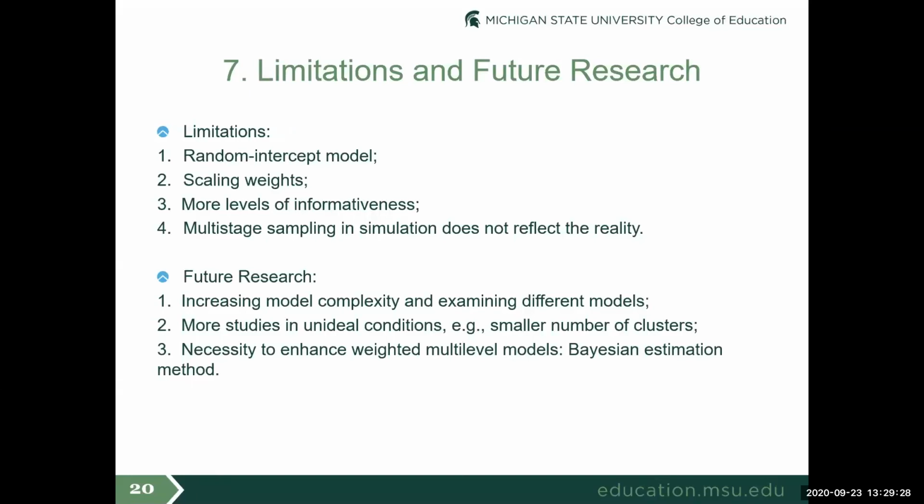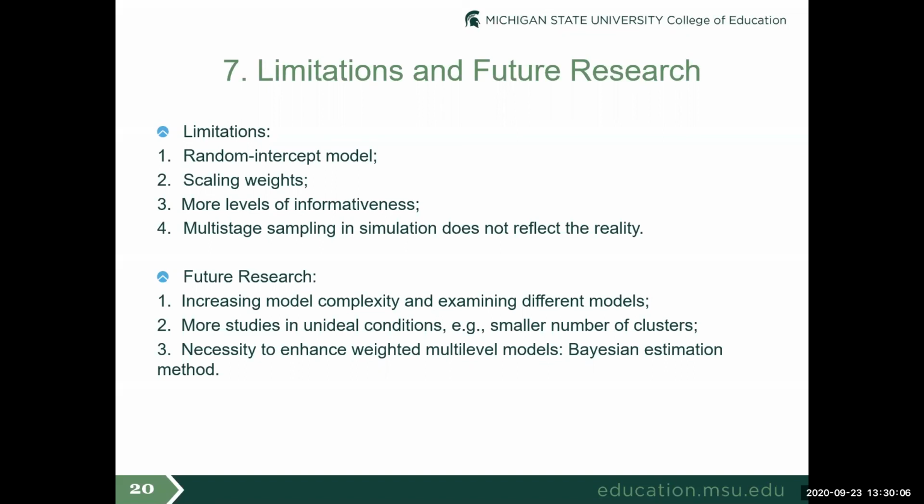Of course, there are many limitations in this study. The first one is that only a random intercept is used in this study. Probably it is more realistic to treat the slope as random. And second, scaling weights is the primary tool to reduce the bias in the present study. There is another way, probably trimming weights, which is not considered in the current study. It might be an alternative to scaling weights.